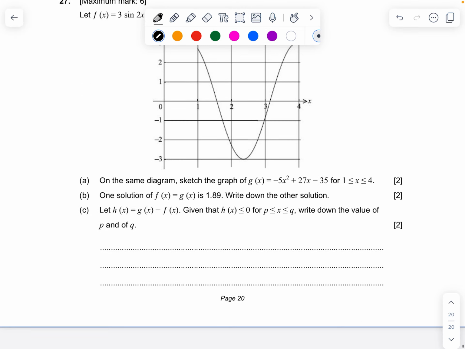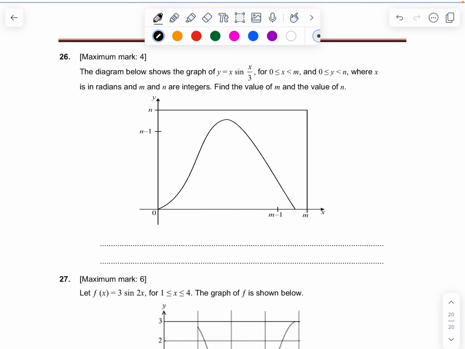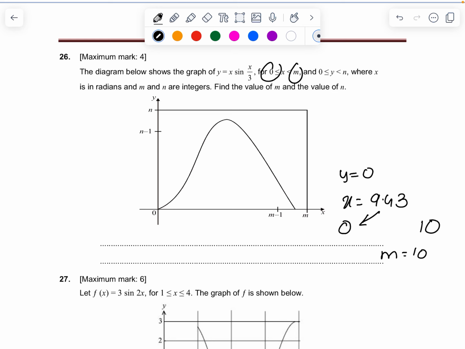Next, 26, 27, the last two questions. The diagram shows the graph y equal to x sin x upon 3. X is in radians, m and n are integers. Find the values of m and n. Use a graphing calculator. So y equals 0 means x equals 9.43. But it should be lying between the integers 0 and 10. So the m value is going to be 10.